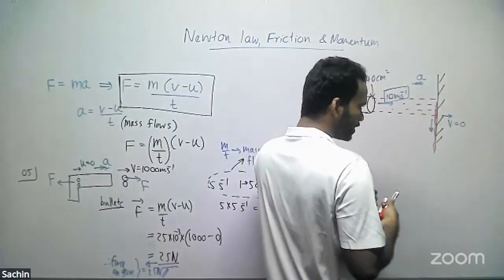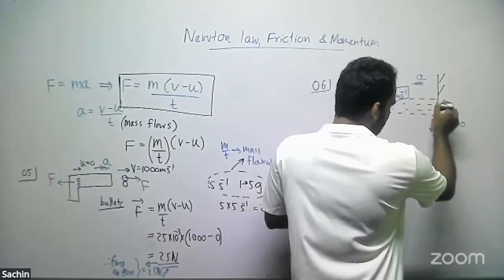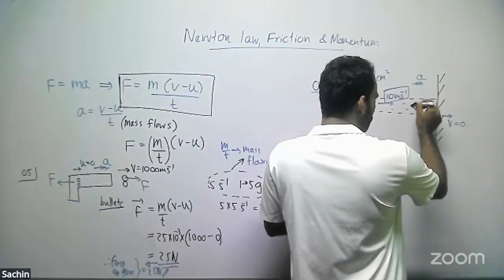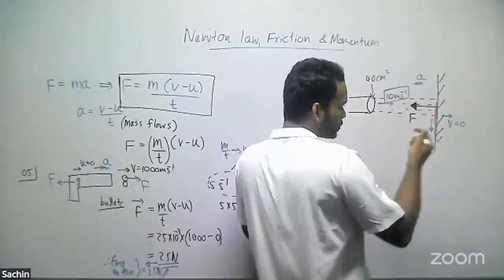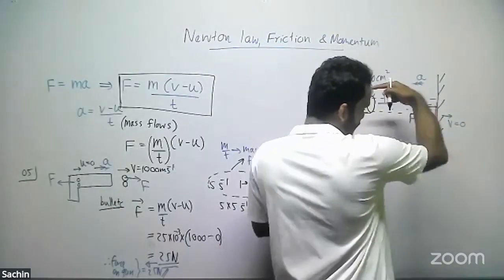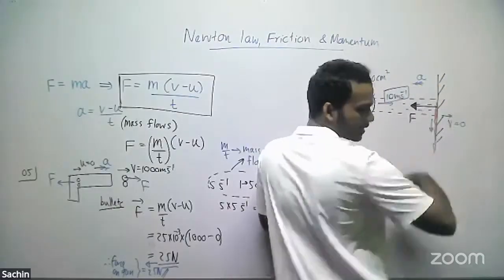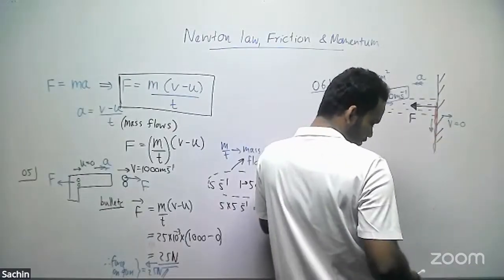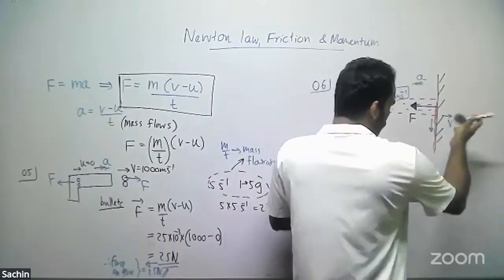So water particles getting decelerated means the deceleration should be because of some external force acting on water. Water force acting there, and that force should be in the same direction as the acceleration. Means the deceleration direction, there is a force in this direction. So this is the force on the water jet by the wall. Okay. Force on the water jet by the wall.